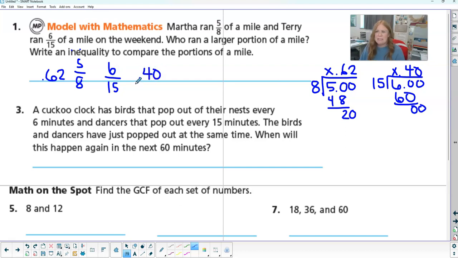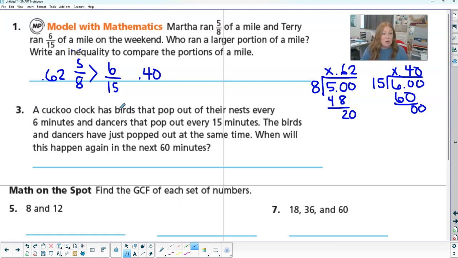So by turning them into decimals, it makes it a lot easier to see who ran more. 62 is bigger than 40. So that means Martha ran more. Here's my inequality: 5/8 is greater than 6/15. So if you're doing this with me, I better see your work, not just the answer. I need to see that you did this with me so that you practiced as well.